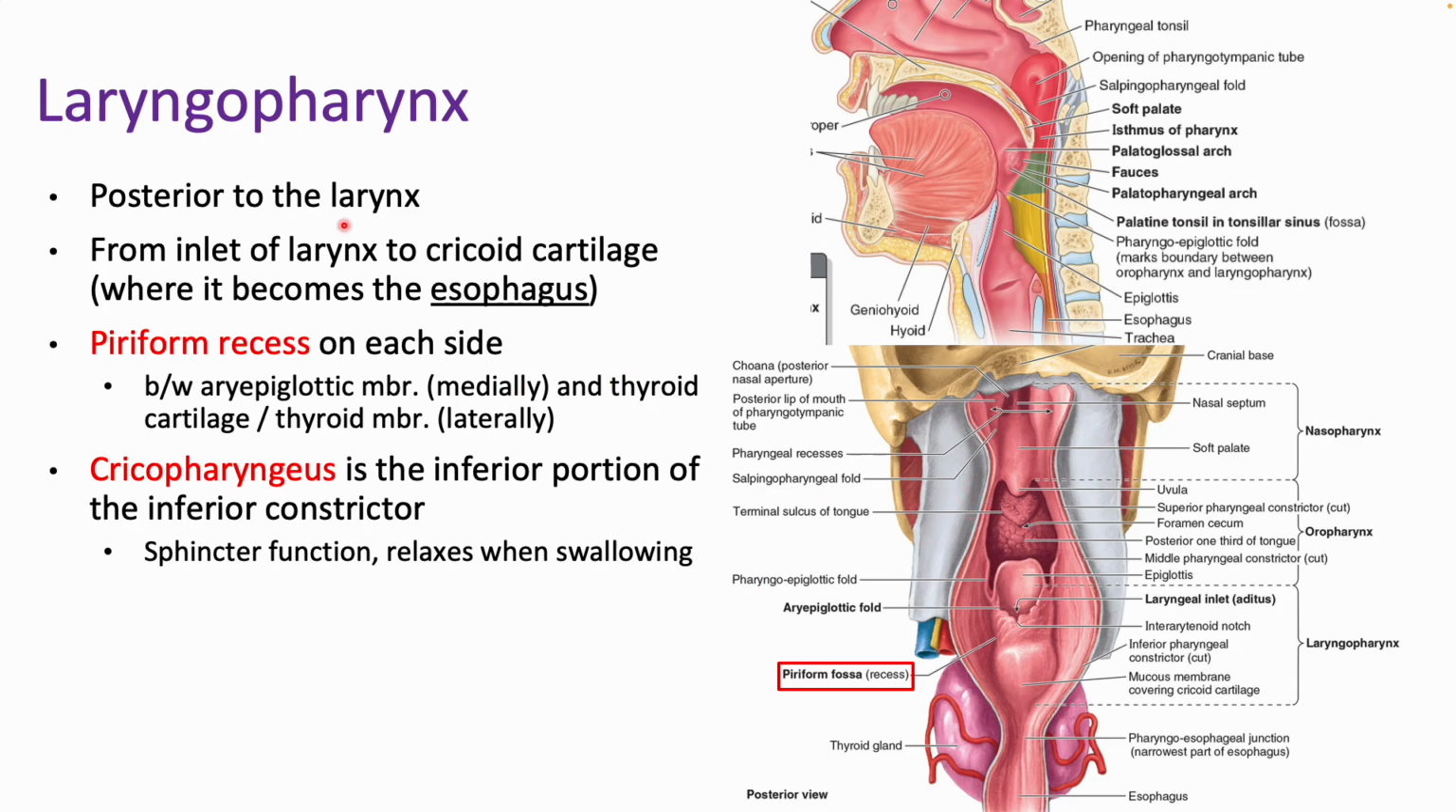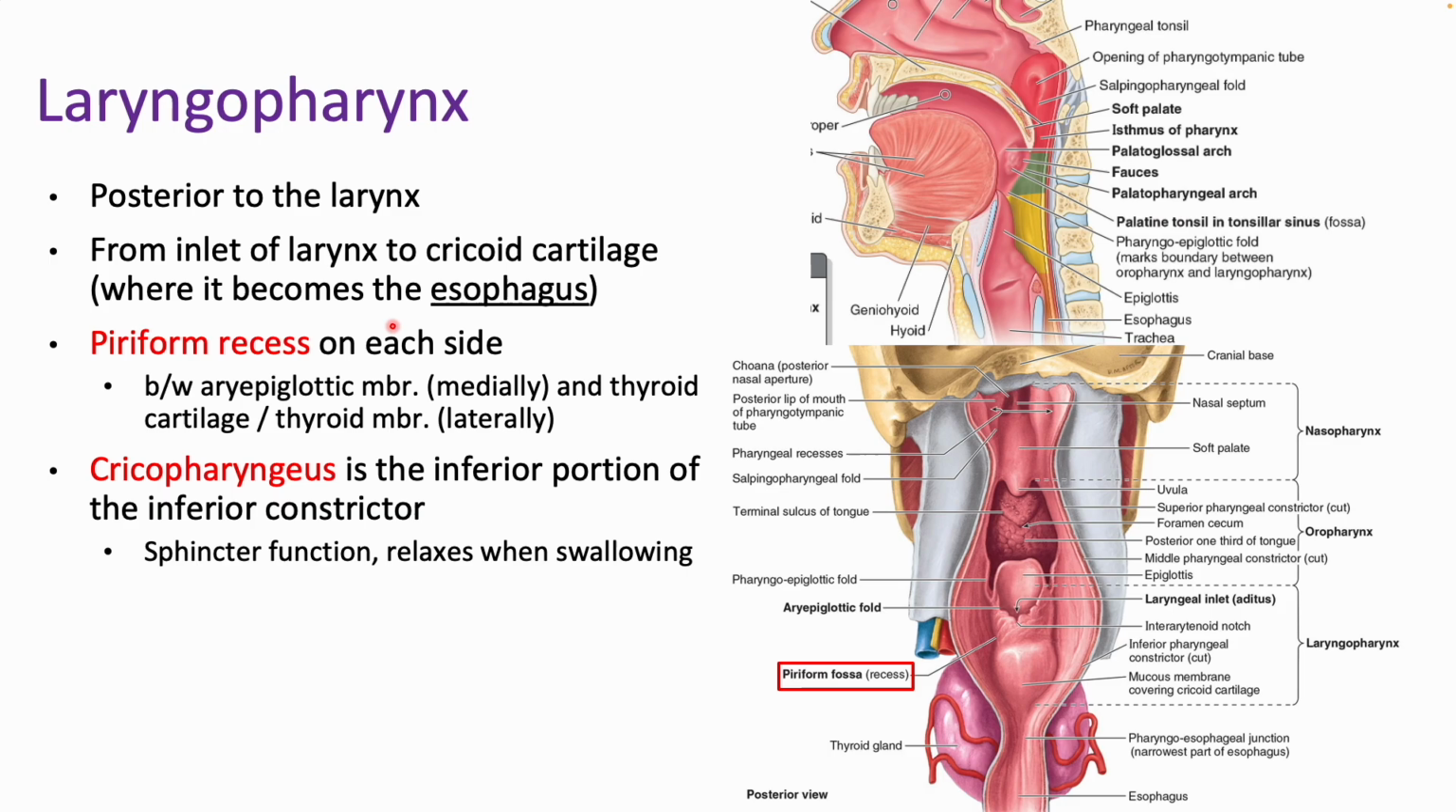Next, we'll move on to the laryngopharynx. This is going to be found posterior to the larynx, which is going to be up here. So this is the yellow region. It's going to travel from the inlet of the larynx, so right there, to the cricoid cartilage. And at the cricoid cartilage, it's going to continue as the esophagus. So right here in the yellow region.